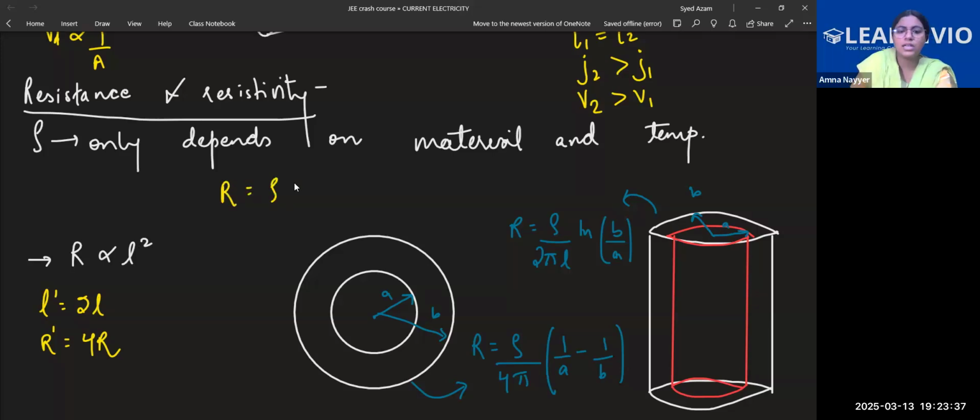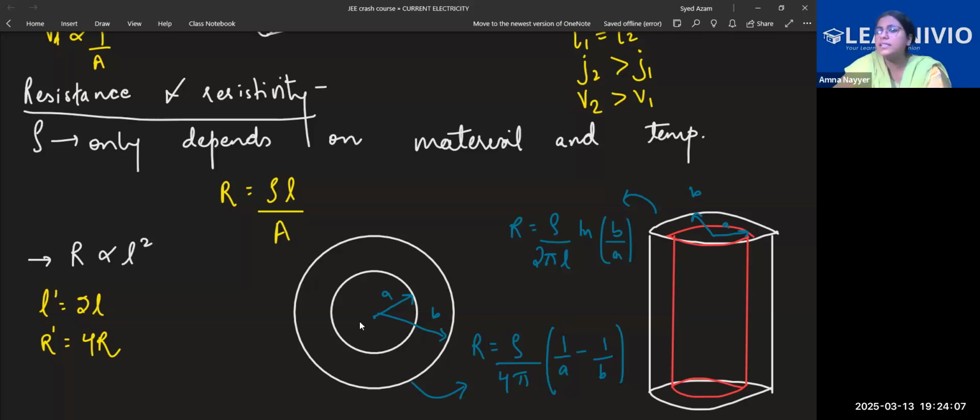Now, this formula you must have used: R is equal to rho L by A. This formula is utilized in most of the questions. 3 figures I'll tell you, which have come directly, so it's better you remember them. 2 concentric spheres were there, and one has the radius A, the inner one, the lesser one, and the other, outer one, has the radius B. So when you calculate, the resistance is rho by 4 pi, (1 by A minus 1 by B). Okay, this is for the concentric spheres.